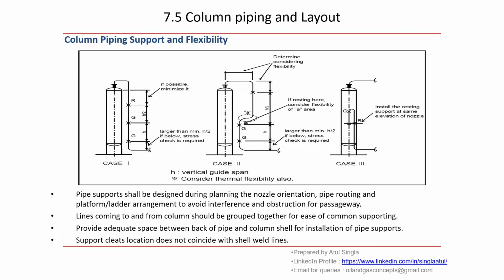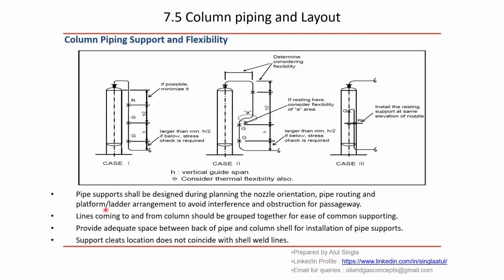If you see, pipe support shall be designed during planning of the nozzle orientation. The reason we cover support and flexibility aspects in this presentation is that this is a part of nozzle orientation. If we are finalizing our supporting arrangement of all the piping, we have to plan the clip supports on the column surface. That should be done parallel to the nozzle orientation activity, so that's why this is a very important part.